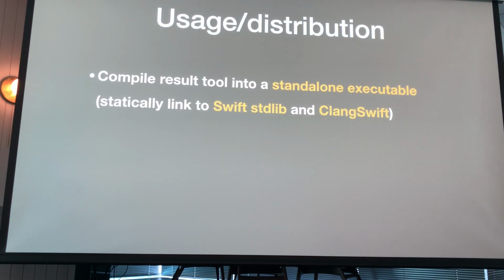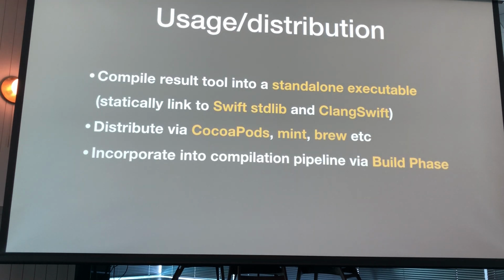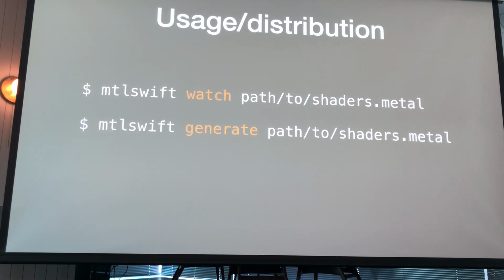The usage is that we distributed the tool in multiple ways, but usually we incorporate it as a build phase of the application. So the first step of the compilation is to grab the shaders, generate the encoders, feed them to the compiler, and then proceed to regular compilation of the application. The usage is pretty simple. We have a tool where you can say mtl watch, a special command that will observe changes to your shader files, and once you hit Command S, so once the file is modified, it will smartly regenerate all of the encoders, so the process is very smooth.